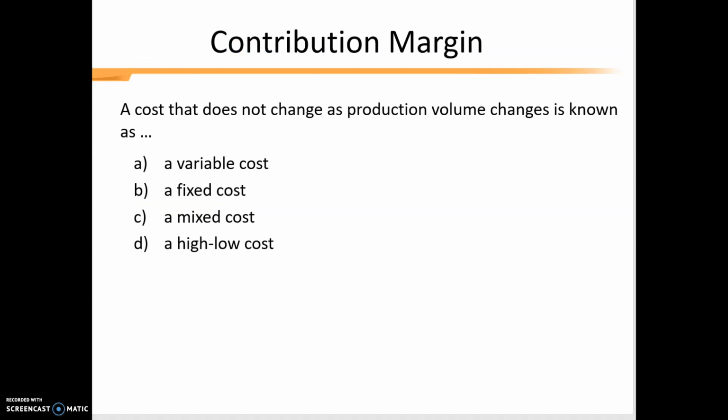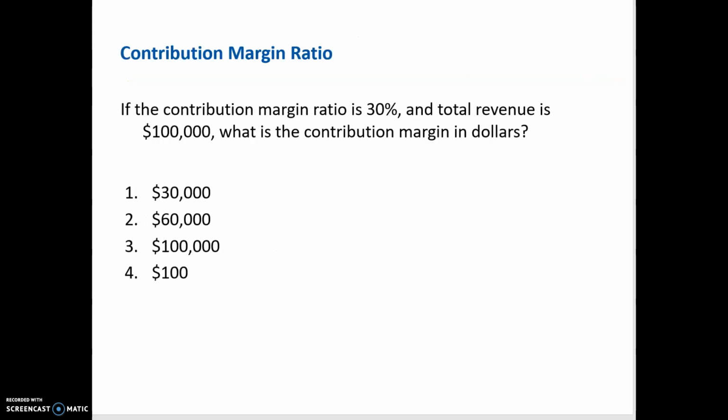A cost that does not change as production volume changes, so it stays the same no matter what the volume, is a fixed cost. If the contribution margin is 30% and total revenue is 100,000, what is the contribution margin in dollars? Well, we would take the 100,000 times the 30%. 30,000 is our contribution margin in dollars.